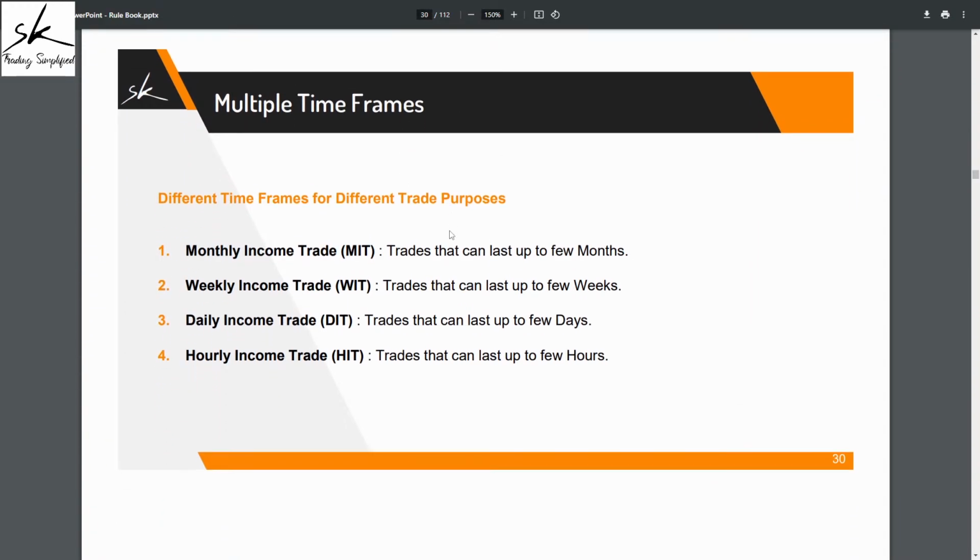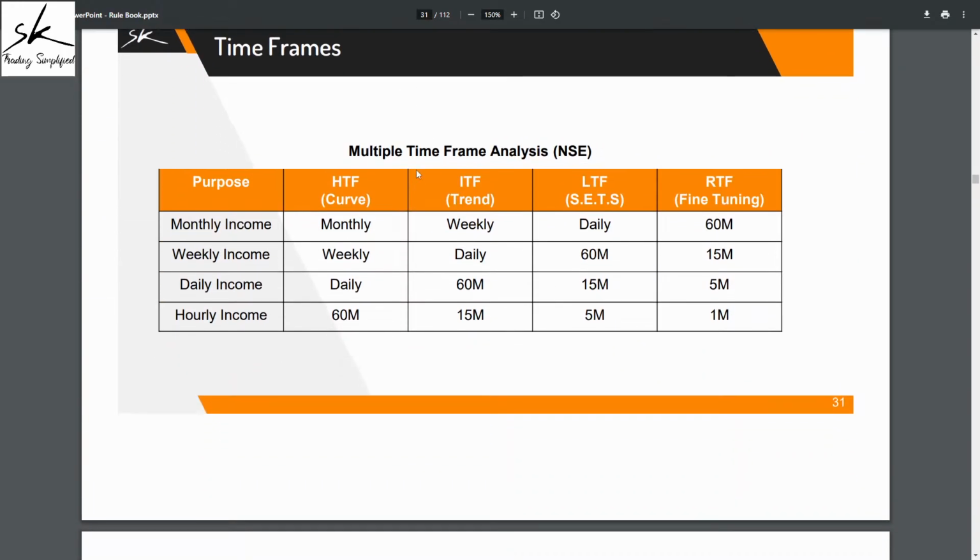Next, what are the 4 different trade purposes? We have already talked about it. What is HIT, DIT, WIT, and MIT? So now the question is, what will be my time frames for all these 4 different trade purposes? And we get the answer from this table.